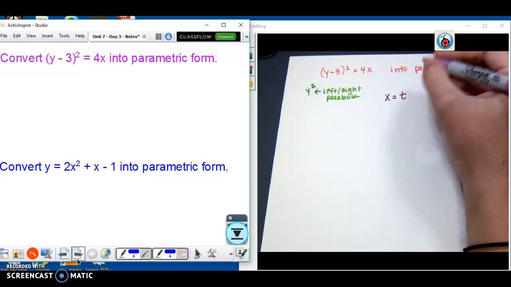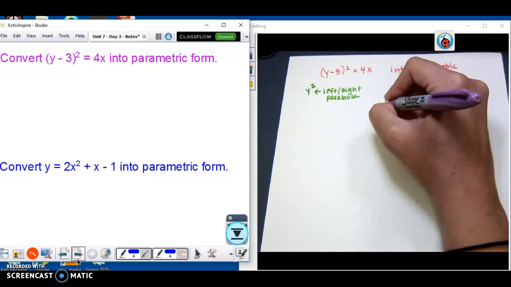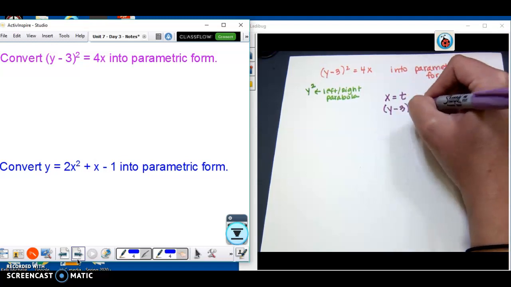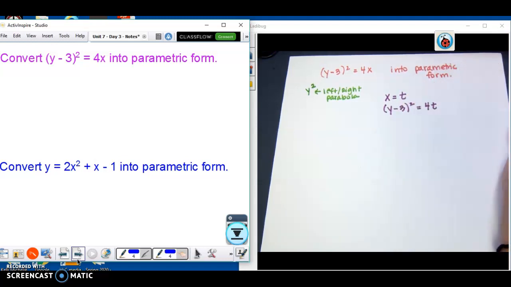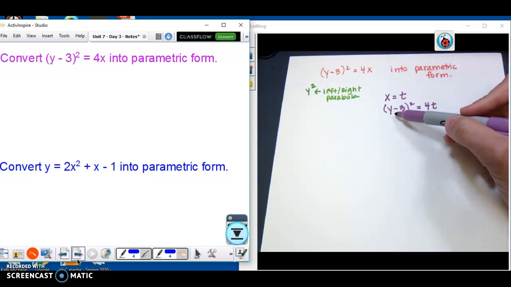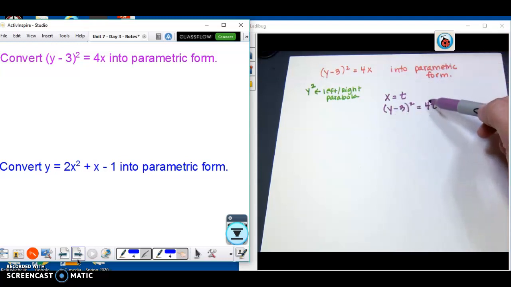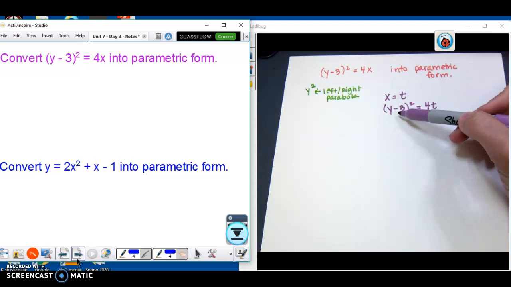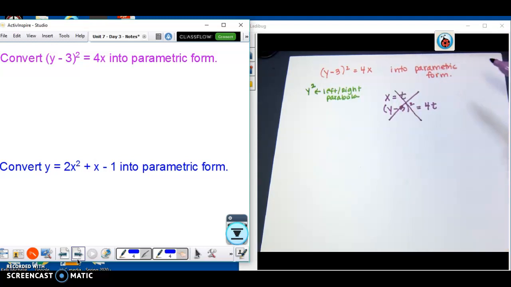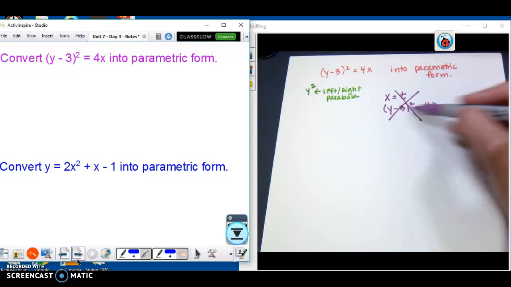If I do that, then I'm going to go back and plug in y minus 3 squared equals 4, and instead of the x, I'm going to put t. Now I'm going to need to solve this for y. Do you see that I'm going to have to take the square root of this? I'm going to have to add 3 eventually. So this is not going to be the best option here. It's not going to be the easiest option. It's going to require a lot of work.